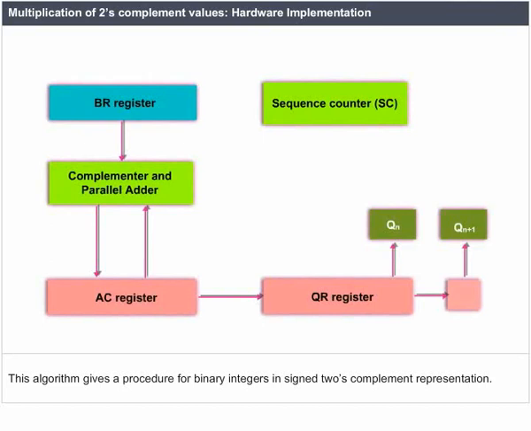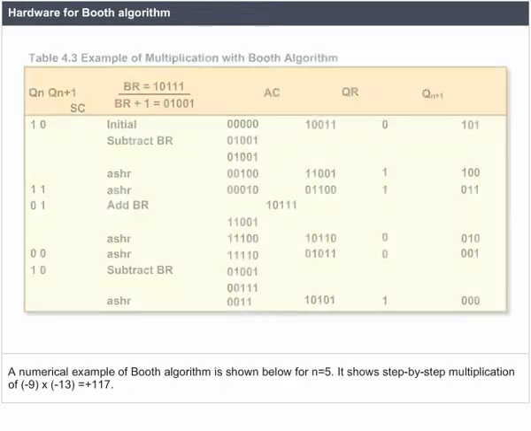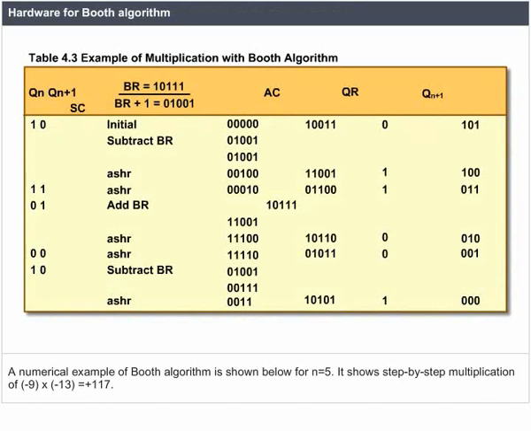Multiplication of 2's complement values, hardware implementation. This algorithm gives a procedure for binary integers in signed 2's complement representation. The LSB of the QR register and the QN+1 flip-flop are used to perform the following operations. Hardware of Booth algorithm. A numerical example of Booth algorithm is shown for n equals 5.